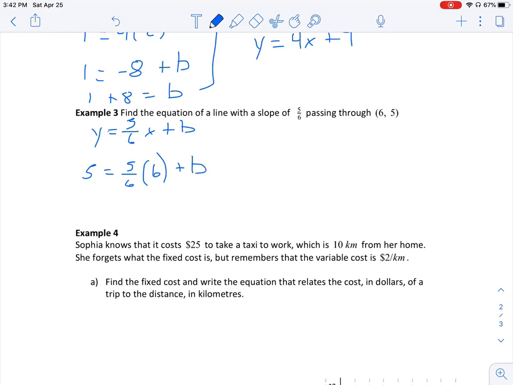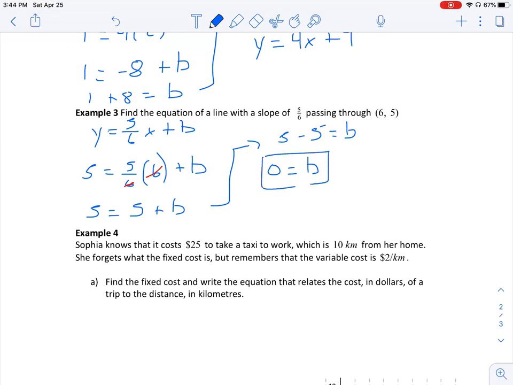Now I can go ahead and try to solve for that b value. Well, these 6's over here, something divided by 6 and multiplied by 6, those cancel out. So I'm left with 5 is equal to 5 plus b, which means that 5 minus 5 equals b, which is 0. So the y-intercept is 0. So the equation would be, therefore, y is equal to 5 over 6 x. We don't need to write in the y-intercept because it is 0. We can just leave it as y equals 5 over 6x.